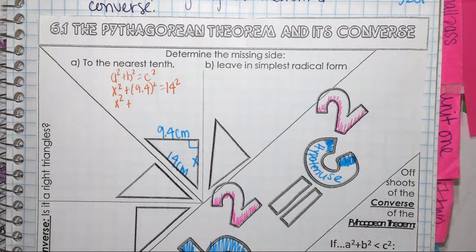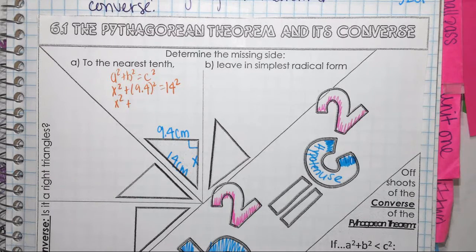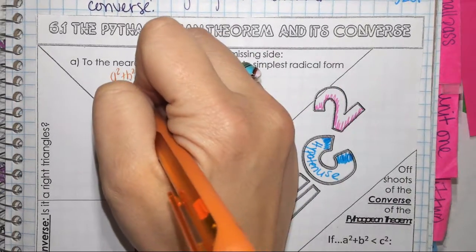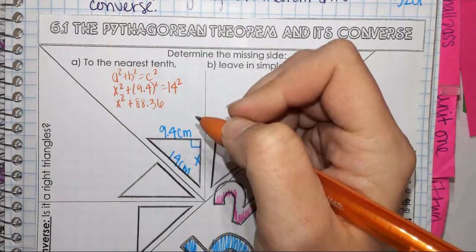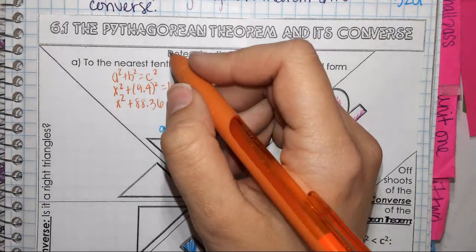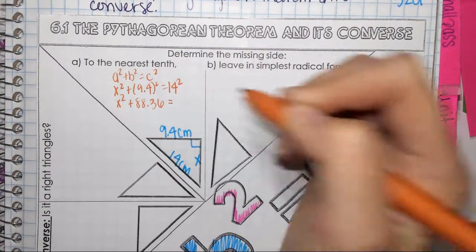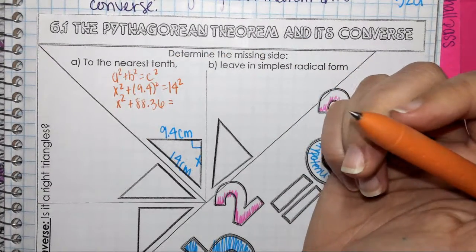Does everybody understand? Yes, ma'am. 88.36. You square it, not times 2. And what's 14 squared? 196.